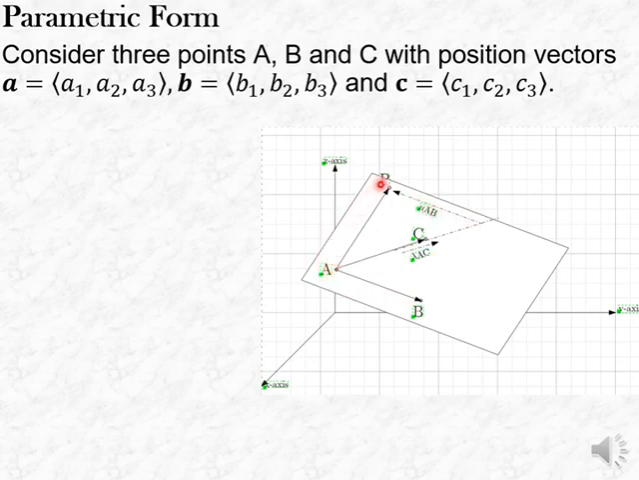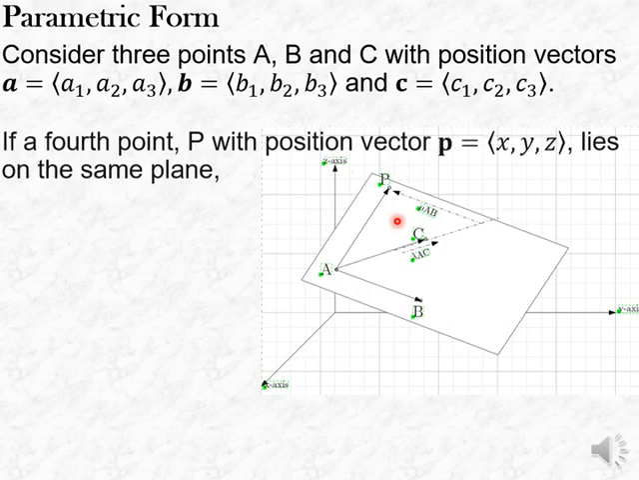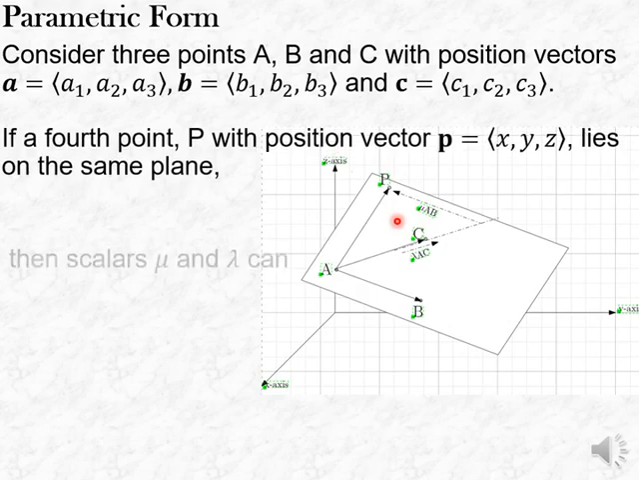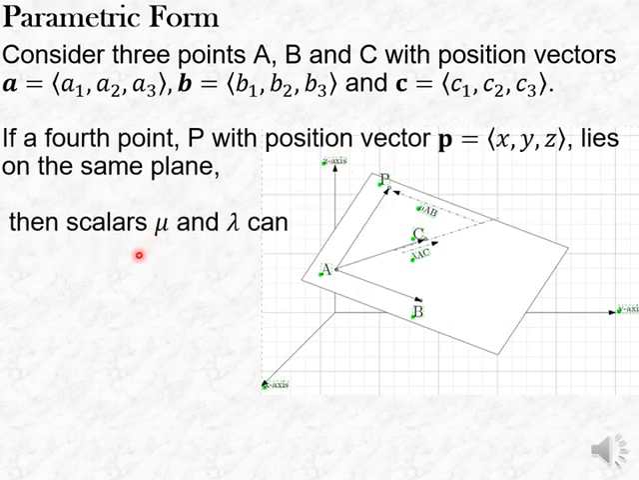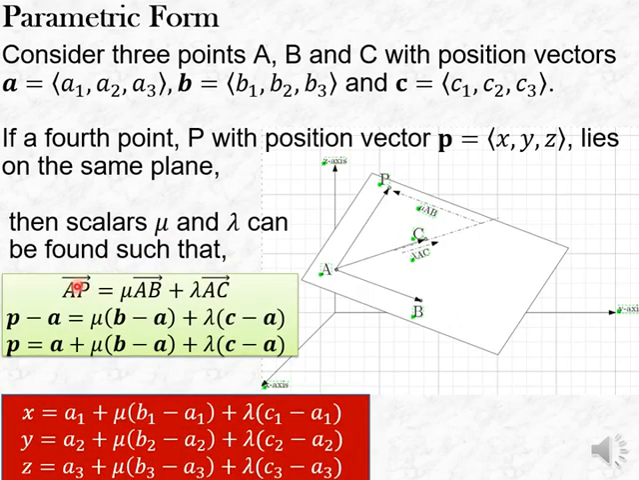This means that AP, where P is some unknown point or any point in this space, can be given as a linear combination of lambda AC and mu AB, where mu and lambda are scalars which can be determined, as we can see. So it means we can now get a vector AP as equal to mu AB plus lambda AC.